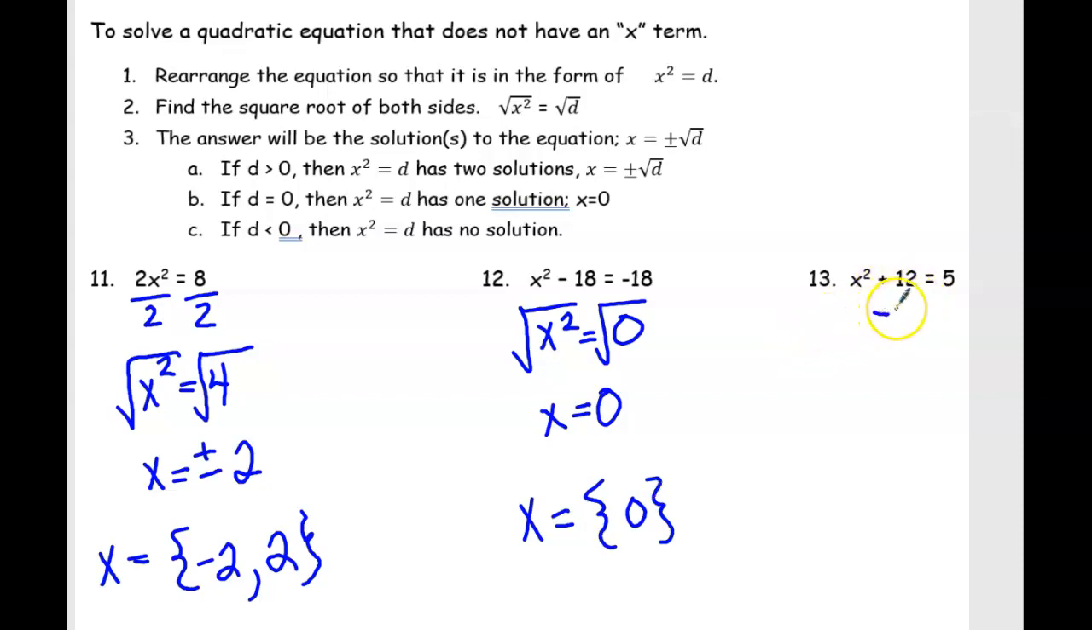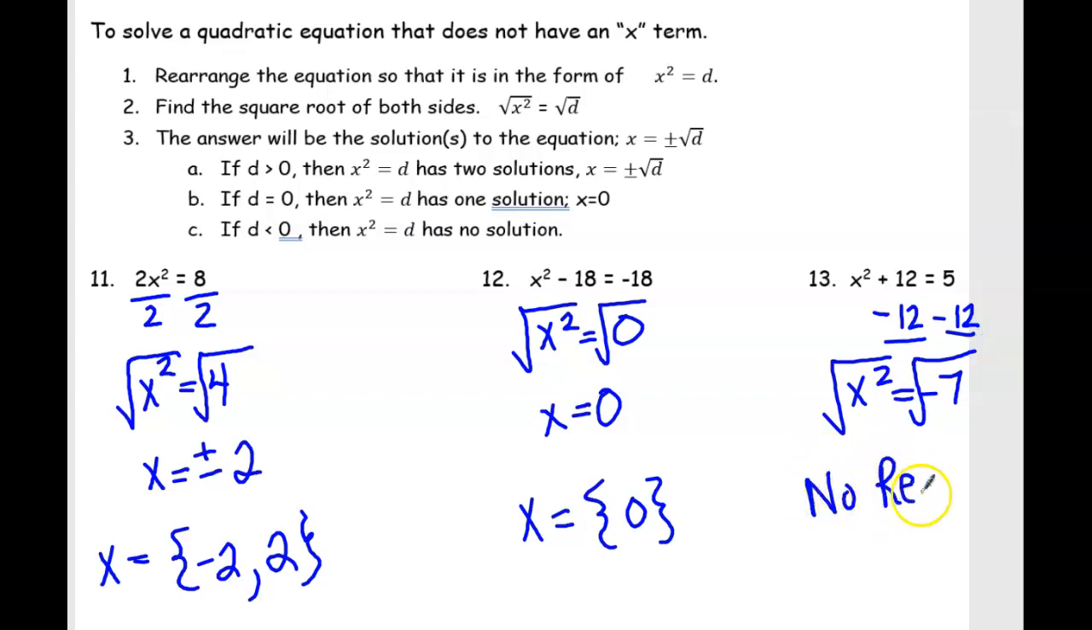And in this situation, I'm going to subtract 12 from both sides. X squared is equal to negative 7. Well, if you try to take the square root of a negative number, you're going to get an error. So we're going to say that there's no real solution, not just no solution, because this will introduce something called the imaginary number system instead of the real number system. We're not there yet, so we're just going to say there's no real solution for that example.